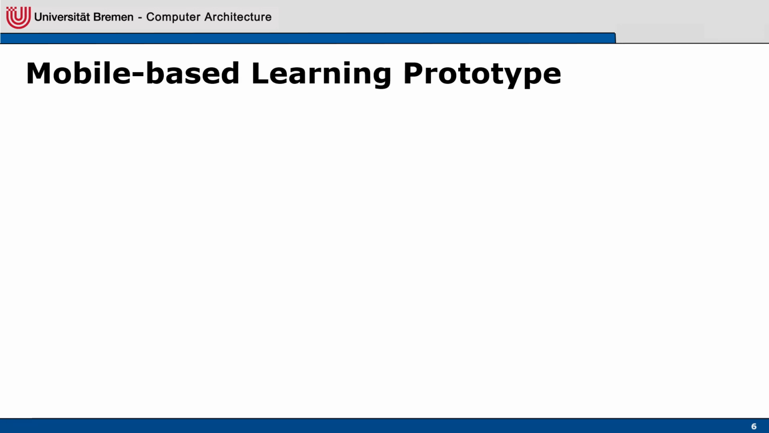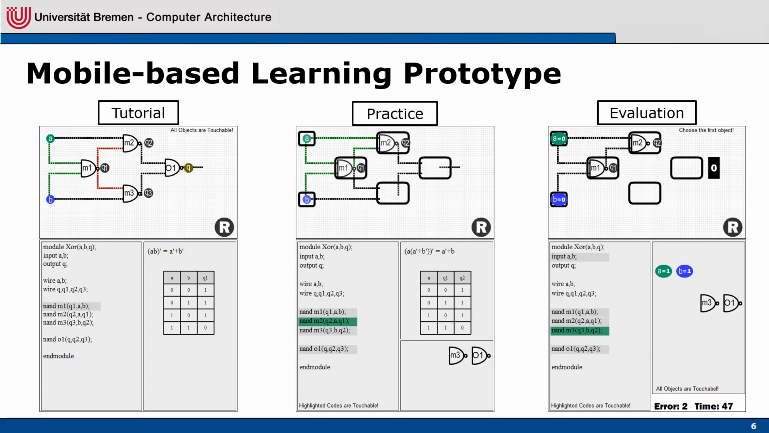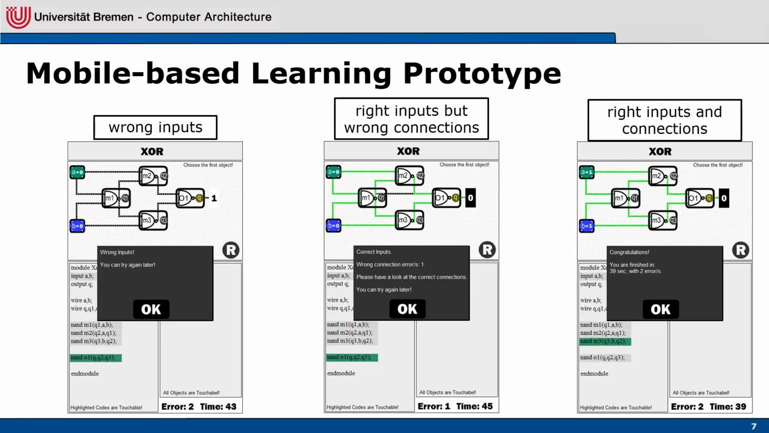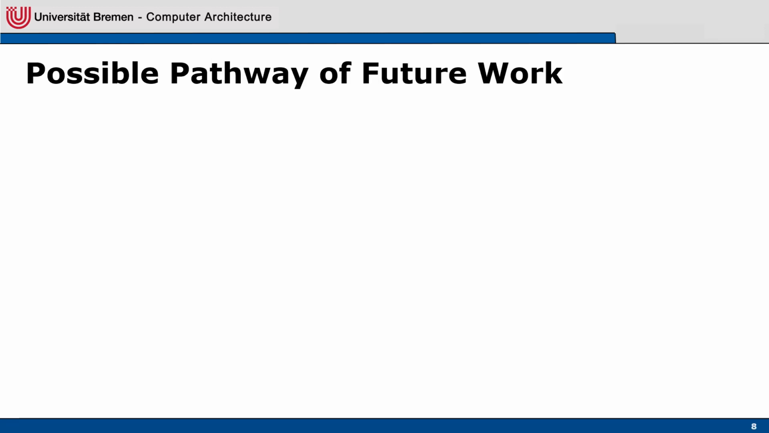In the next two slides, I would like to show some screenshots of our mobile-based learning prototype. These are the three sections in our prototype, namely tutorial, practice, and evaluation. In the evaluation section, we take out the truth table and Boolean function to make the task more challenging for our students. This slide includes more information regarding the evaluation section and the final hints based on the inputs and connections which are chosen by students.